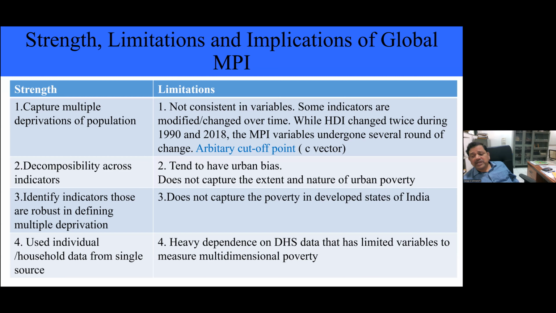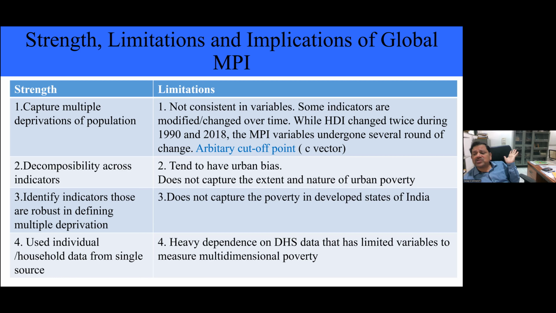Now, what are these limitations? The limitations are that they are not consistent. There have been some modifications in the indicators, but the point I put here is about using a uniform methodology. Then, how do I classify in the micro data a person as multidimensional poor or multidimensional non-poor? It is based on what is called a C vector.